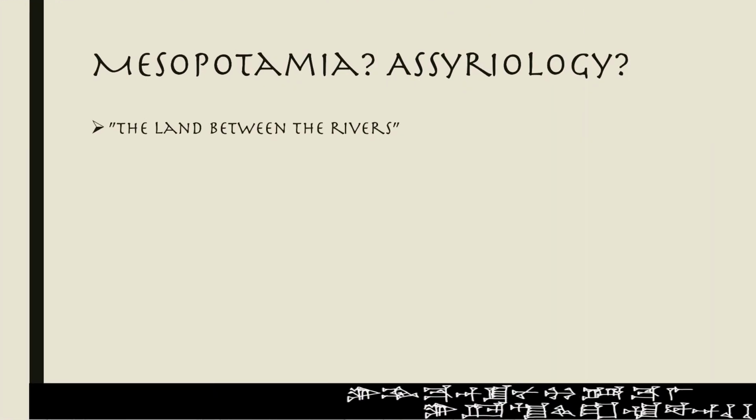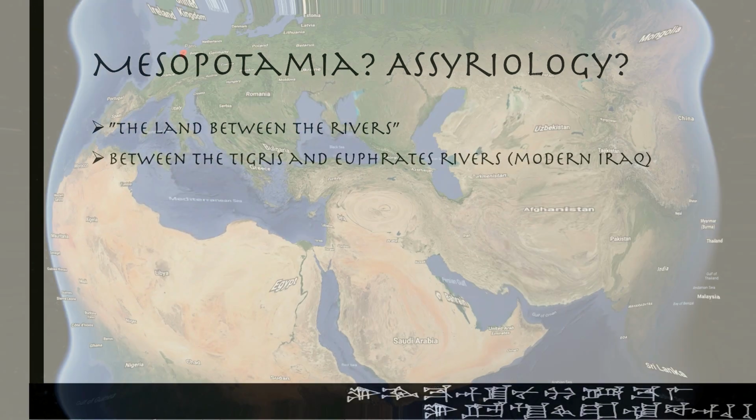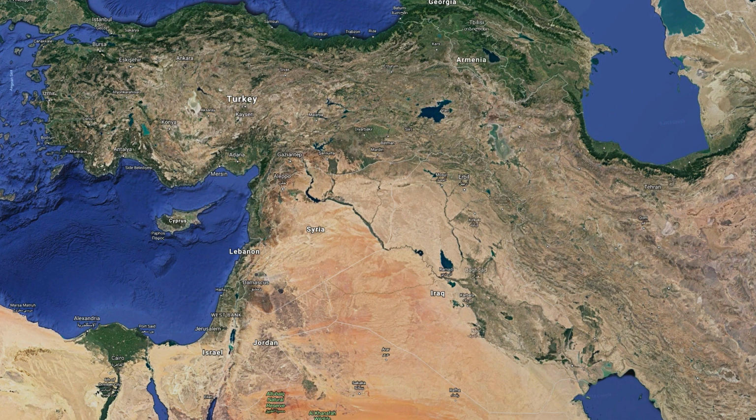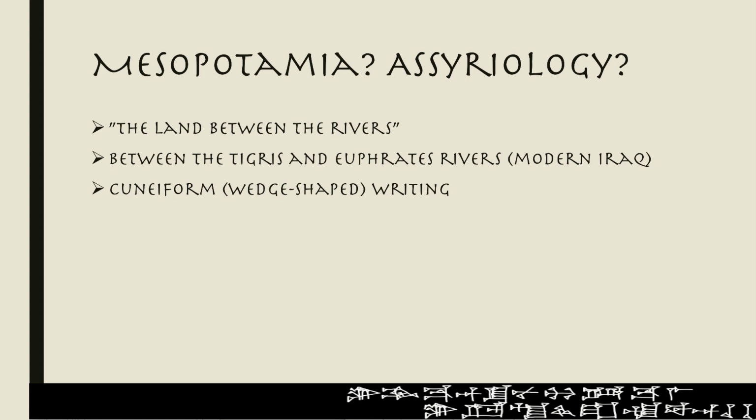So what in the world is Mesopotamia? What is Assyriology? The purpose of this book is to introduce you to this dead civilization. And so he begins by answering these basic questions. Mesopotamia is Greek for the land between the rivers, which refers to the land that exists between the Tigris and the Euphrates rivers, modern Iraq and Syria, parts of Syria anyway, eastern Syria. The writing that was known from this region in antiquity was called cuneiform, wedge-shaped writing, and it was impressed on clay with a reed stylus.